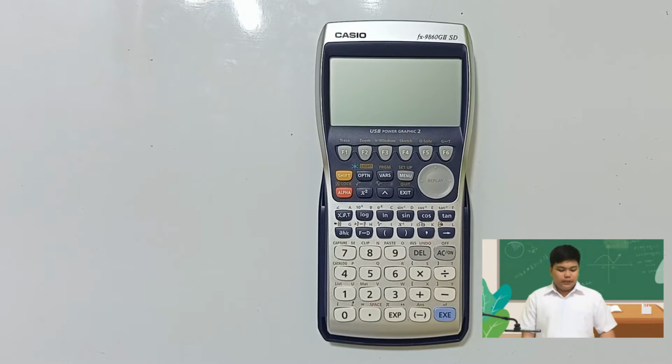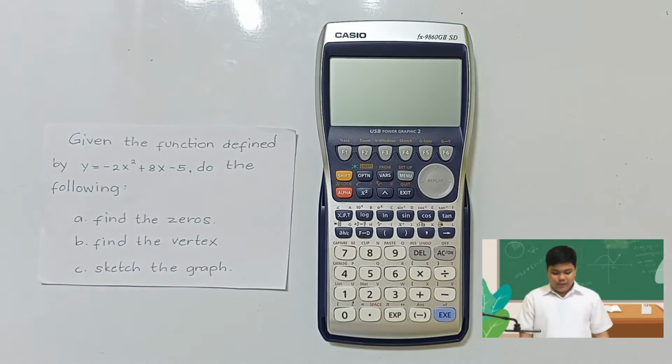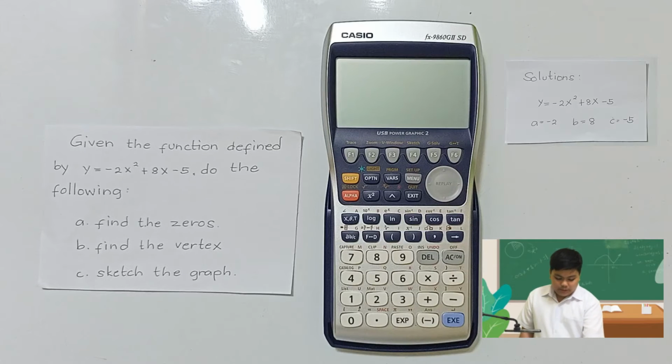Let us work on this particular problem. Given the function defined by y is equal to negative 2x squared plus 8x minus 5, do the following. A. Find the zeros. B. Find the vertex. And C. Sketch the graph. In order to find the solution, we're going to determine the values of a, b, and c. Our a is negative 2, b is 8, and c is negative 5.